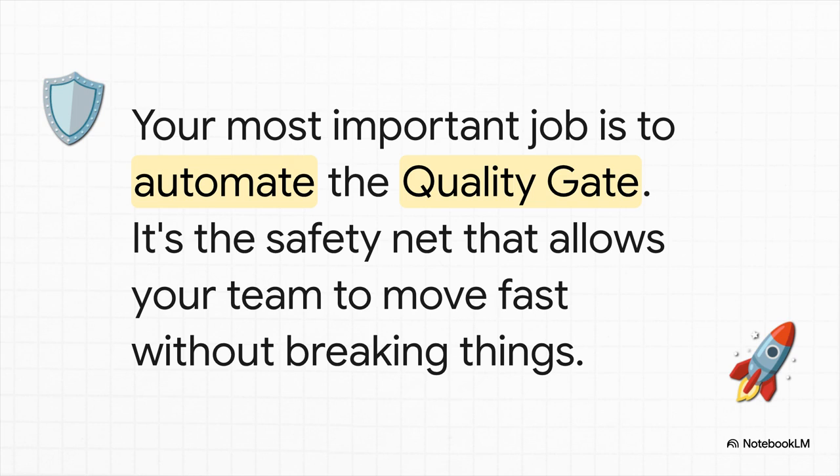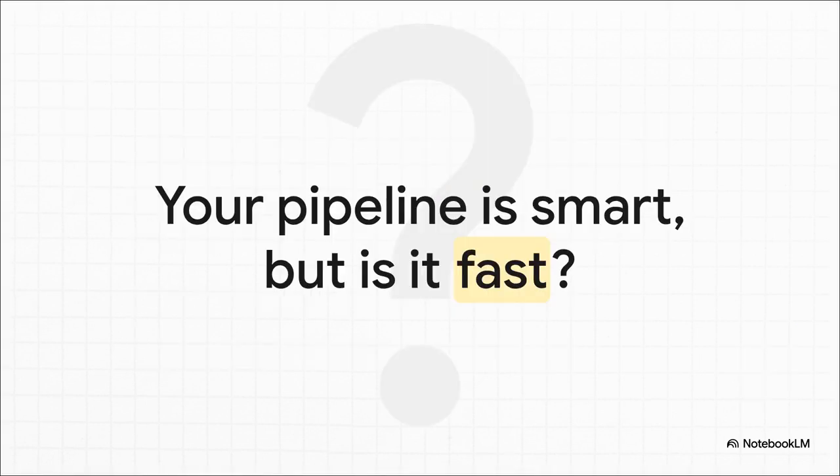So you did it. You've built a smart pipeline. It catches bugs, it keeps your secrets safe, it protects production. But now I have a new question for you. Your pipeline is smart, but is it fast? Because getting feedback in 20 minutes is nice, but getting that same feedback in 2 minutes? That changes everything. And that's exactly where we're going next, mastering parallel execution.